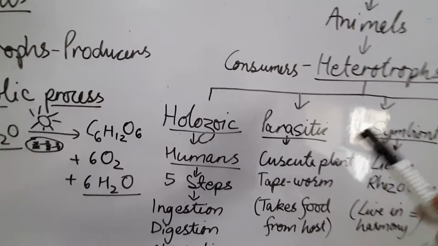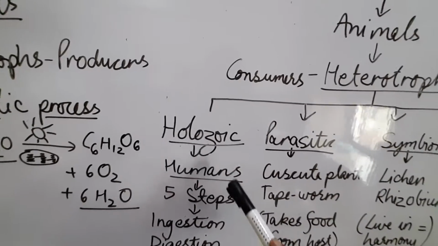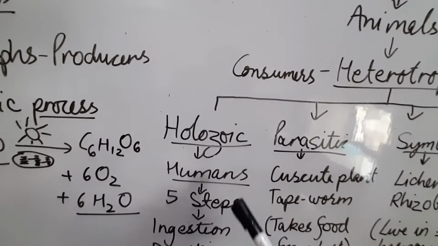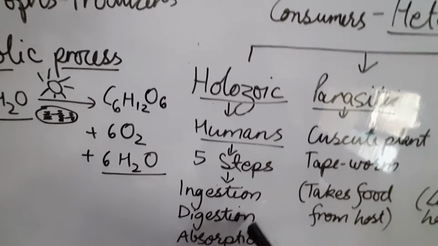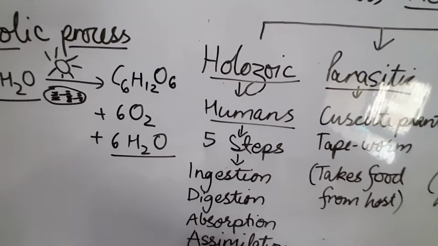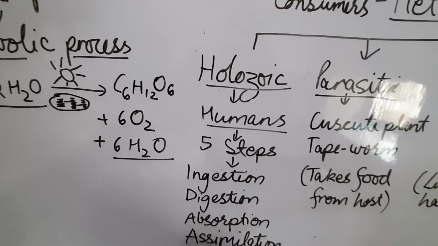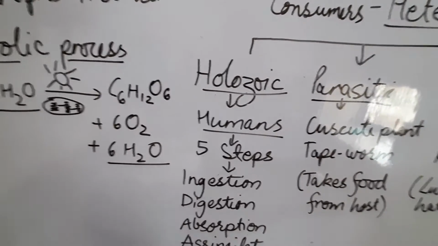Now let us go to the types of nutrition in animals. The nutrition can be holozoic nutrition, as we see in humans. It is a 5-step process: ingestion, digestion, absorption, assimilation and egestion. We've already learned this in the digestive system.